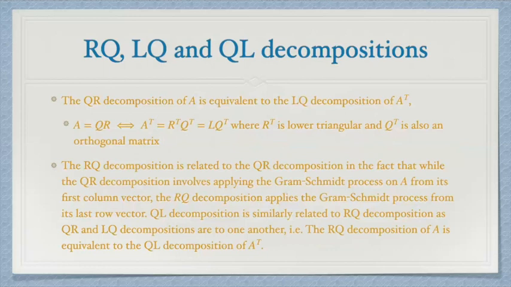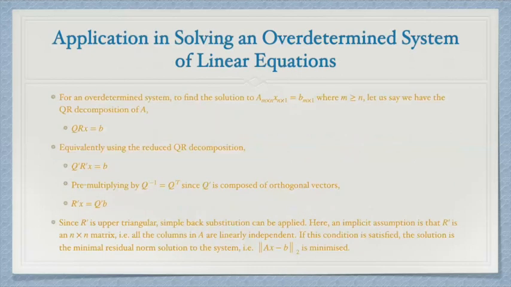As I mentioned above, the QR decomposition of A is equivalent to the LQ decomposition of A transpose and vice versa. Similarly, we can say that the QL decomposition of A is equivalent to the RQ decomposition of its transpose, and again vice versa. Now, this also has an application in solving a system of linear equations, whether it is an overdetermined or underdetermined system. Particularly, this can also apply in the determined case.